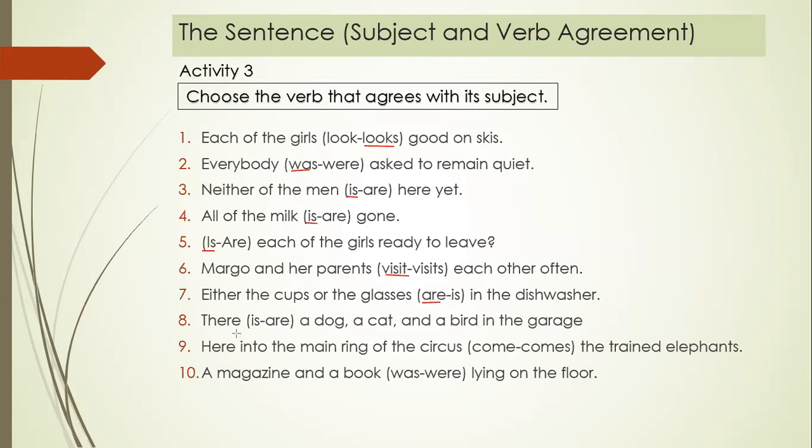There are a dog, a cat, and a bird in the garage. Okay, there is. Here, into the main ring of the circus, comes the trained elephants. Circus, the subject, is singular, so it should have an s for the verb comes. Number 10, a magazine and a book were lying on the floor. You can say were, okay? A magazine and a book were lying on the floor. All right, and I think that's it, guys.